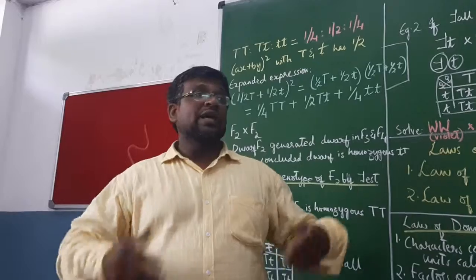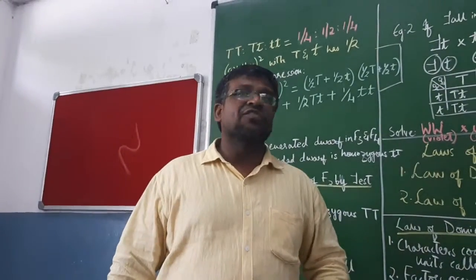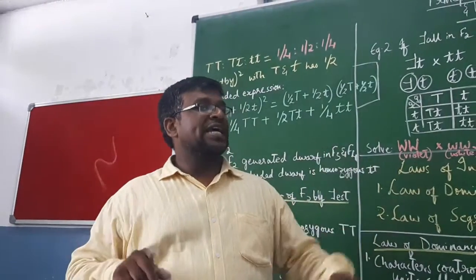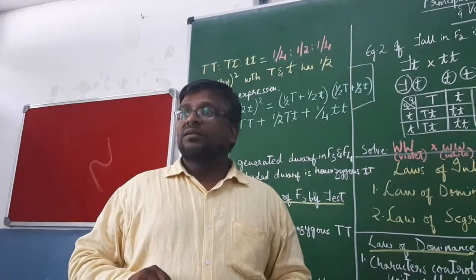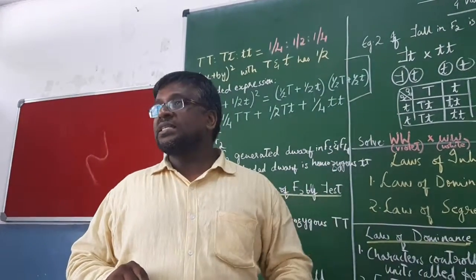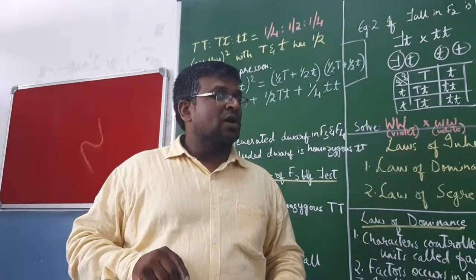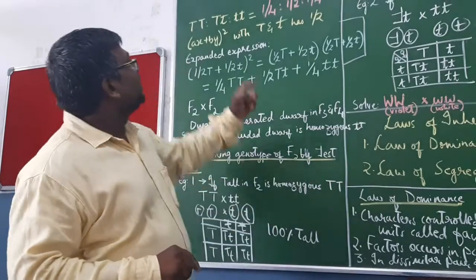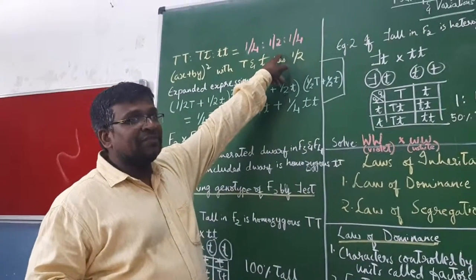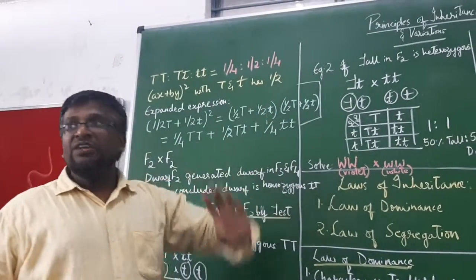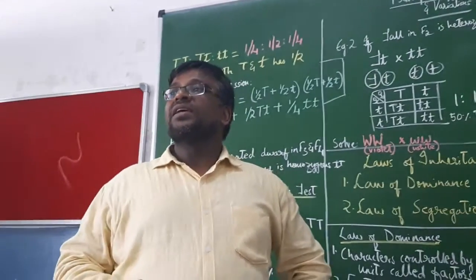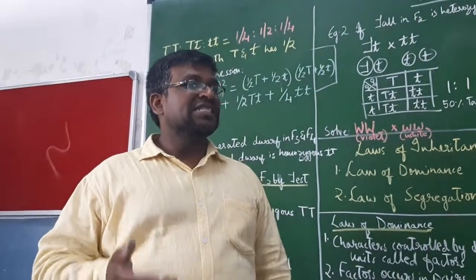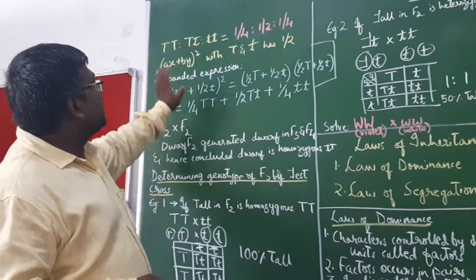But now in your book they have also represented it in terms of fractions. 1 out of 4 is homozygous tall. 2 out of 4 is heterozygous tall, but if you simplify that 2 by 4, it becomes 1 by 2. And 1 by 4 is homozygous dwarf, that is recessive dwarf. So these are all things that we know.